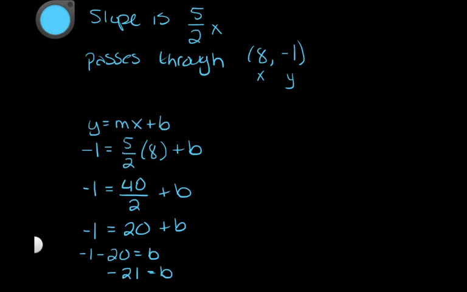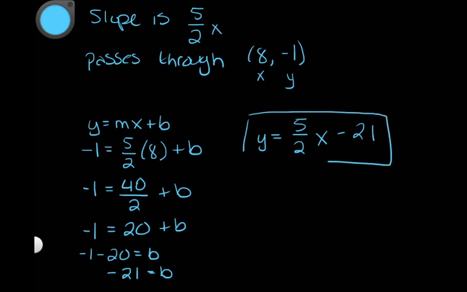We needed our slope and our y-intercept. Now we have both of those things. So the equation of the line, the actual answer of this question, is y equals 5 over 2 x minus 21. I hope that makes sense.